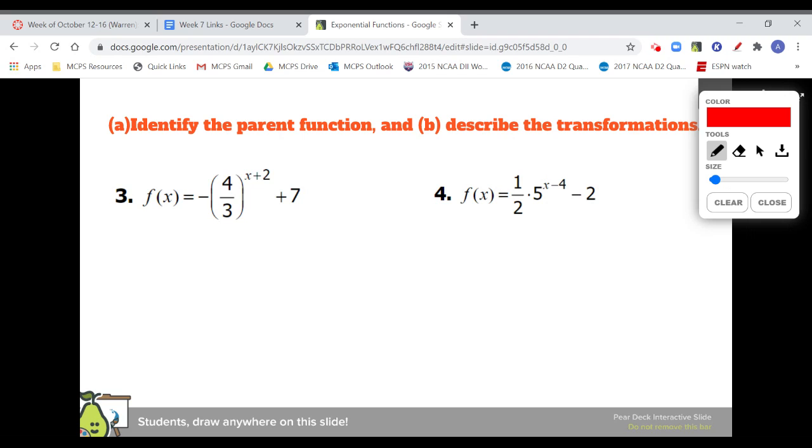Okay, now going over this, again, we are starting by identifying the parent function. The parent function is just the base to the x, so my base here is 4/3, and so I just write 4/3 to the x.